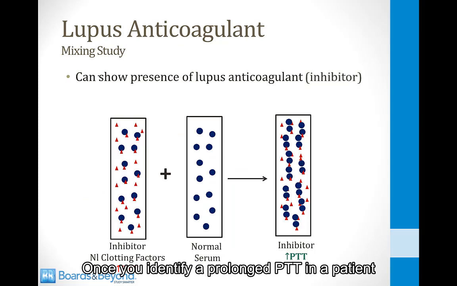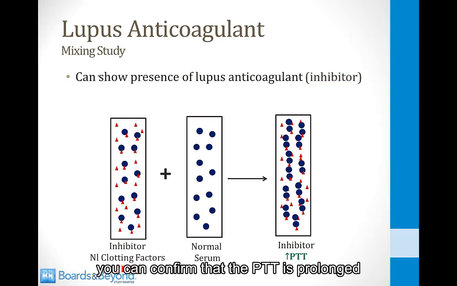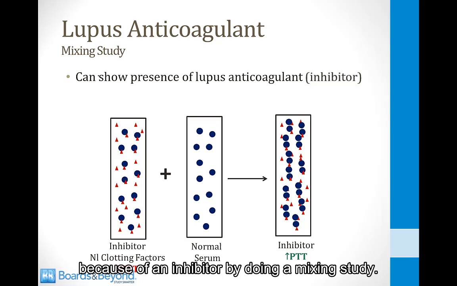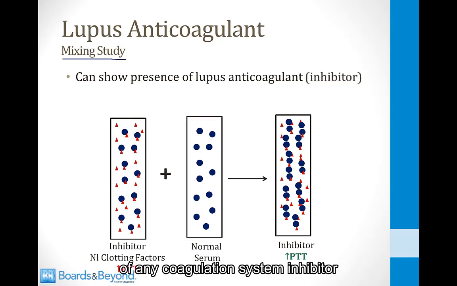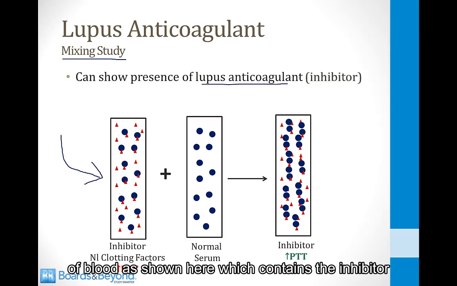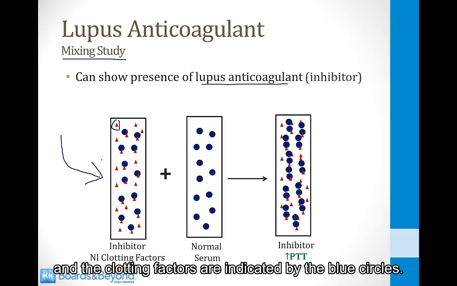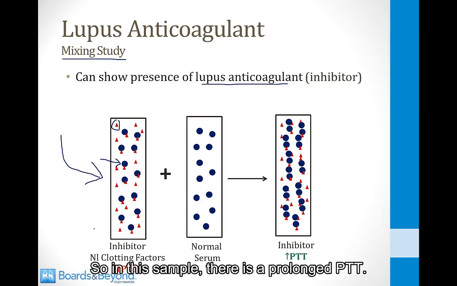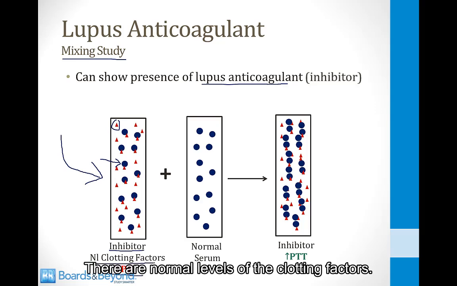Once you identify a prolonged PTT in a patient in whom you suspect the presence of the lupus anticoagulant, you can confirm that the PTT is prolonged because of an inhibitor by doing a mixing study. Mixing studies are done to show the presence of any coagulation system inhibitor, including the lupus anticoagulant. To understand this, let's imagine that we have a sample of blood as shown here, which contains the inhibitor, the lupus anticoagulant. I've indicated the lupus anticoagulant by these little triangles, and the clotting factors are indicated by the blue circles. So in this sample, there is a prolonged PTT. That's because of the inhibitor. There are normal levels of the clotting factors.